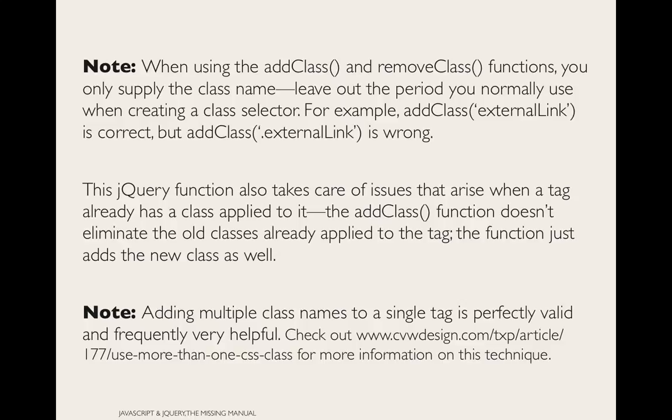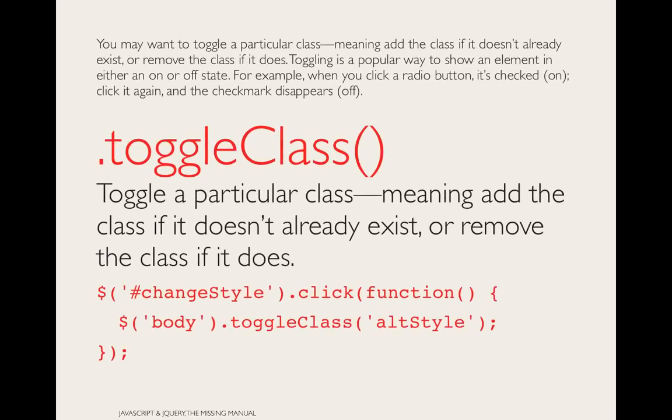Adding multiple class names to a single tag is perfectly valid and frequently very helpful when you're designing a web page. Check out that article there if you want to know more about that technique. It's very, very common. One of the things that you do a lot is toggle classes. As a result of clicking on an item, you might add or take away a class to that element. Say for instance, you've seen these kinds of things that expand or contract as you click on a heading. It'll drop down some text. Well, that's done something like this.